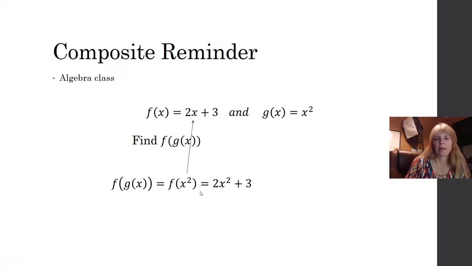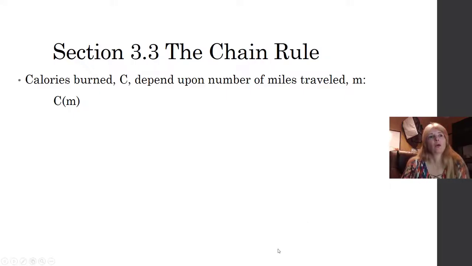I did review it a little bit in the very first video under the review, but all it is is a function within a function. Typically, the inside function, you're doing something first. Whatever you get out of that inside function, you put in the outside function. All right, so how could we actually put these into words and applications to describe composite functions?